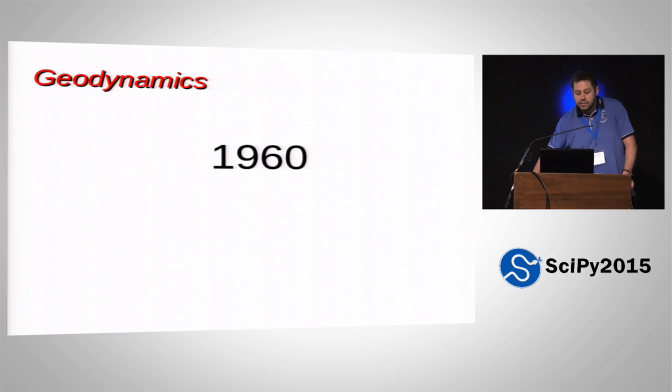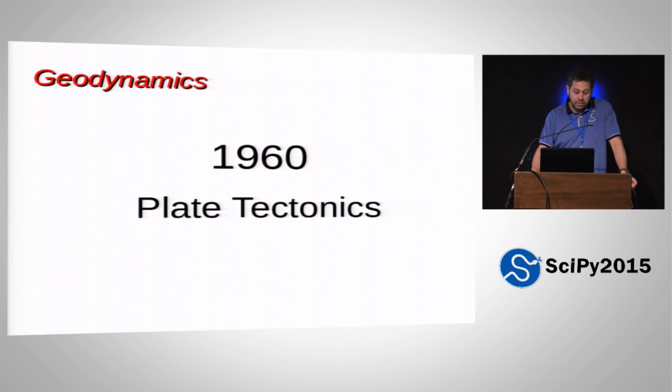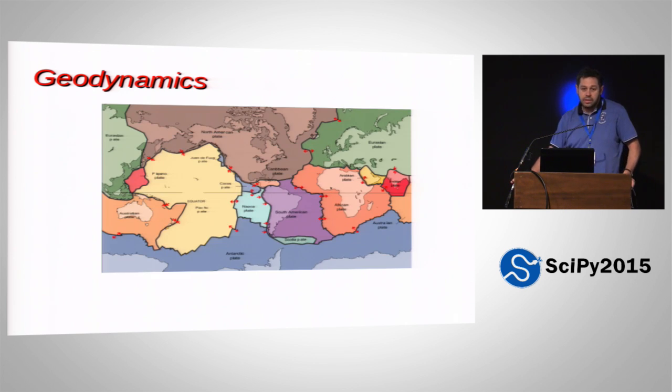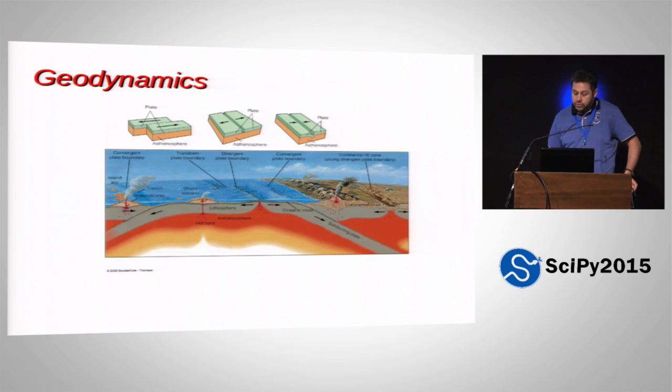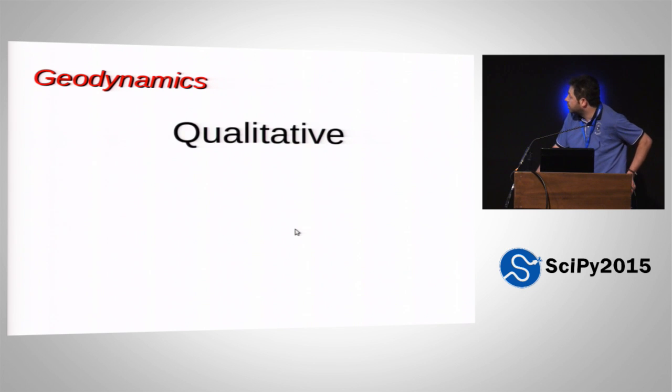Since 1960, when plate tectonics was established, according to plate tectonics, the outer shell of the earth is split in several tectonic plates that interact at their boundaries, where there are of course several earthquakes and volcanic eruptions. The tectonic forces act on the surface of the earth and on the deep part of the earth.